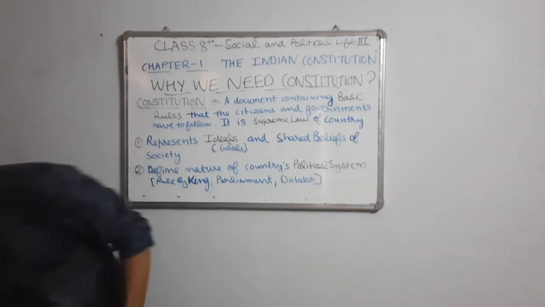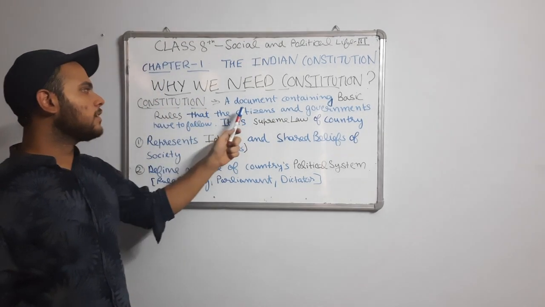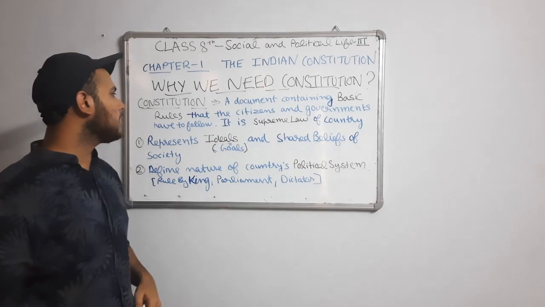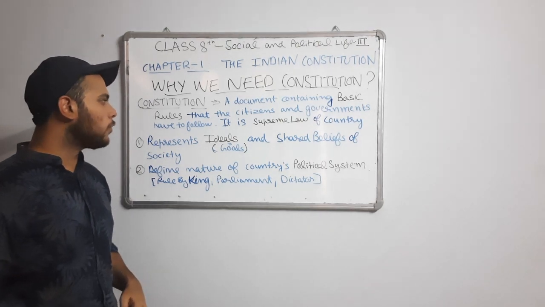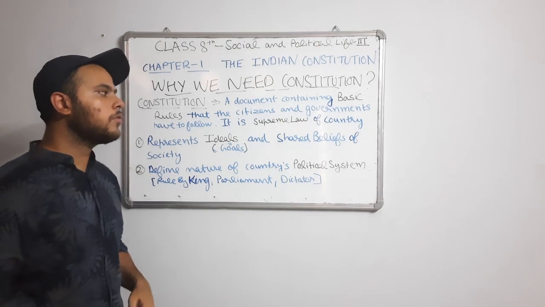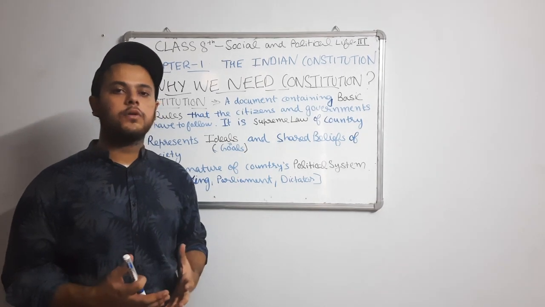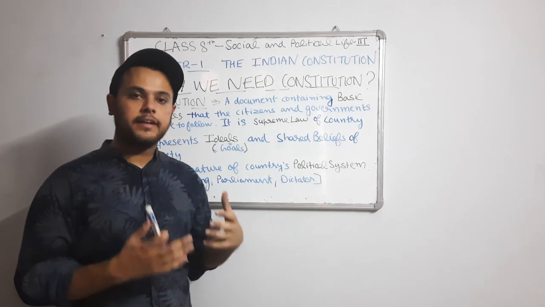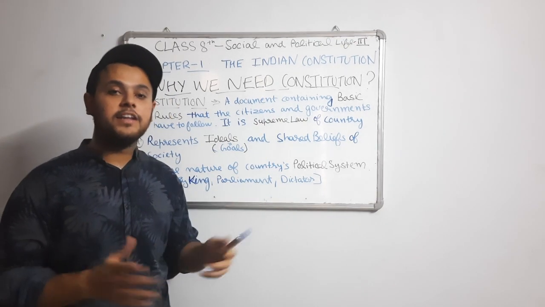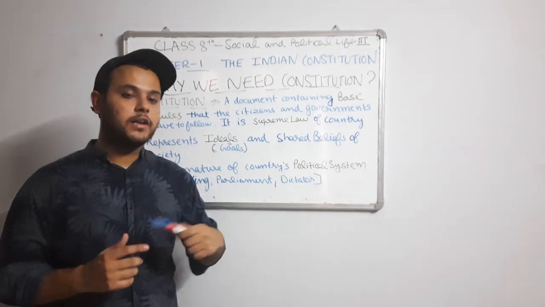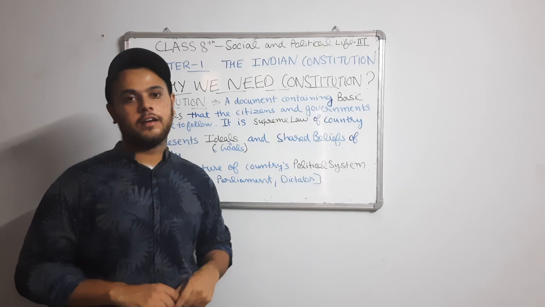So let us understand the definition. Constitution is a document containing basic rules that the citizens and governments have to follow. It is the supreme law of the country. We call it the supreme law of the country because all other laws derive their authority from this constitution, and if in any case they are in violation of the spirit of the constitution, they will be null and void.